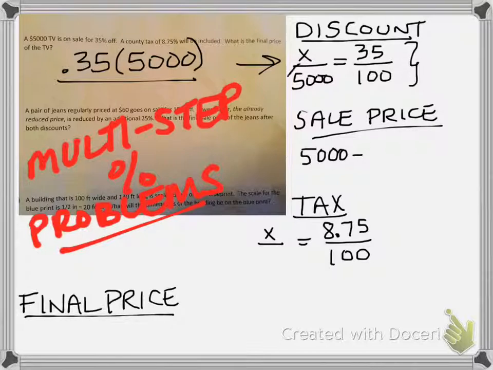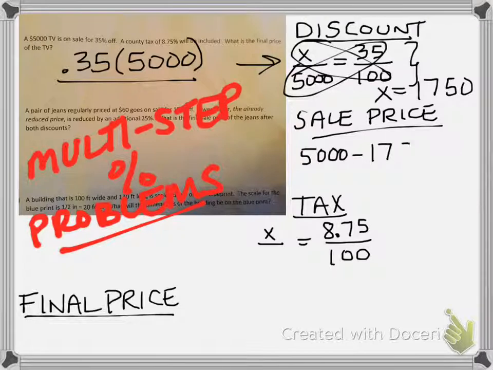And once you do finish doing all your cross multiplication, you are going to find that that value of x is going to be $1,750. Now that is not the sale price, that's the discount, which is how much money we're going to save. So to find the sale price, we're going to subtract that discount from the original price of $5,000.